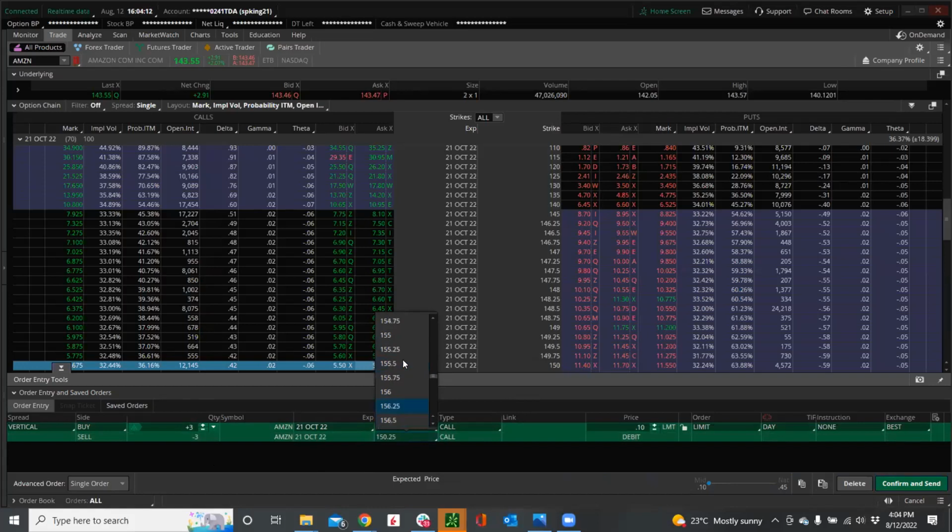So again, normally when I'm looking at doing these, and we'll get further into it later, I use a $5 spread. So I would be buying the 150 and selling the 155.